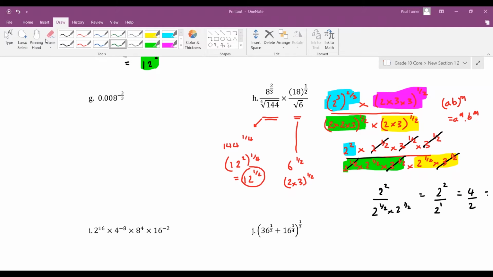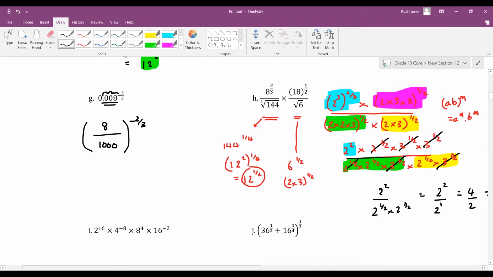So for G, change your decimal part to a fraction. Can you do that first? That would be 8 on what? Anyone know? What do you think? 1,000. Yeah, 1,000. 8 on 1,000 is 0.008. We can check that because we can say 10, 100, 1,000. Okay, so 8 on 1,000, and then you've got minus 2/3.